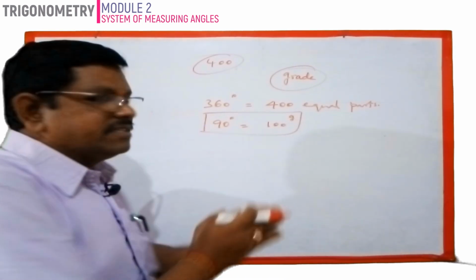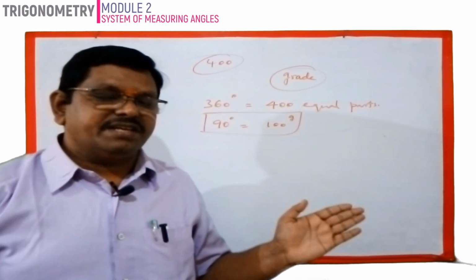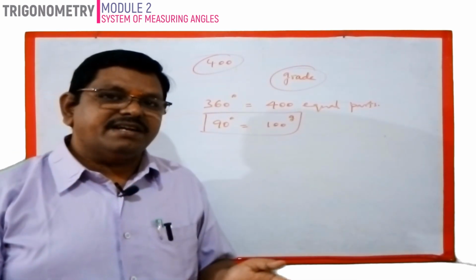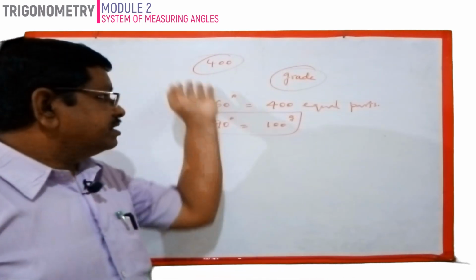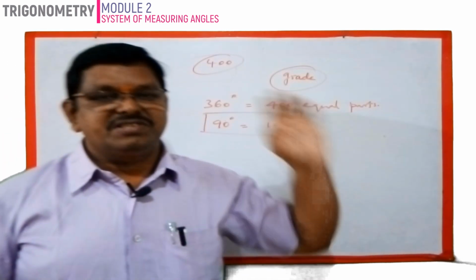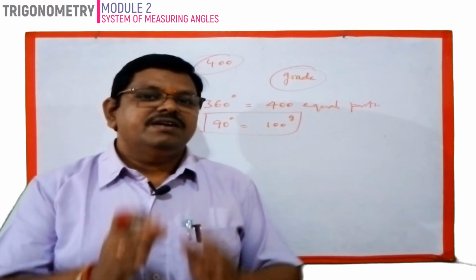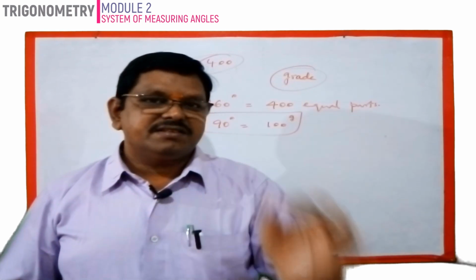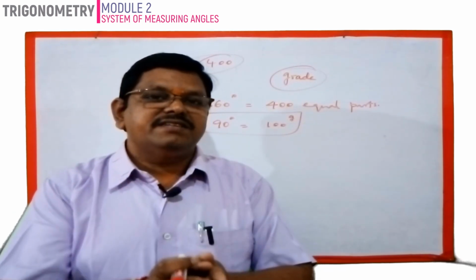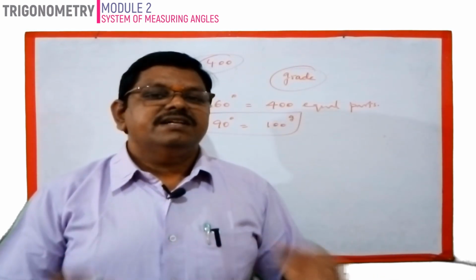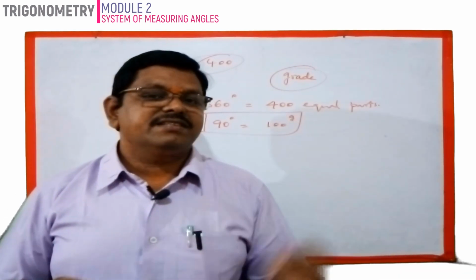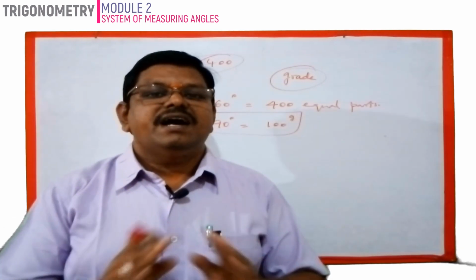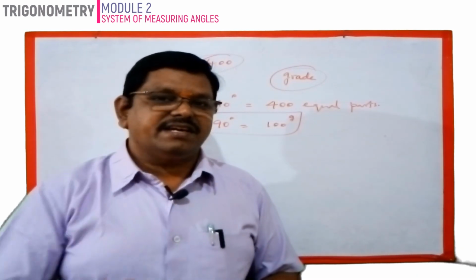So each grade is divided into 100 equal parts again, and that is called a minute. And again we are dividing that into seconds. So this is the process called the centesimal system. In centesimal system, we are dividing one complete angle into 400 equal parts, each part is called a grade, and each grade is divided further into 100 equal parts. Each part is called a minute, and again each minute is divided into 100 equal parts, and each part is called a second.